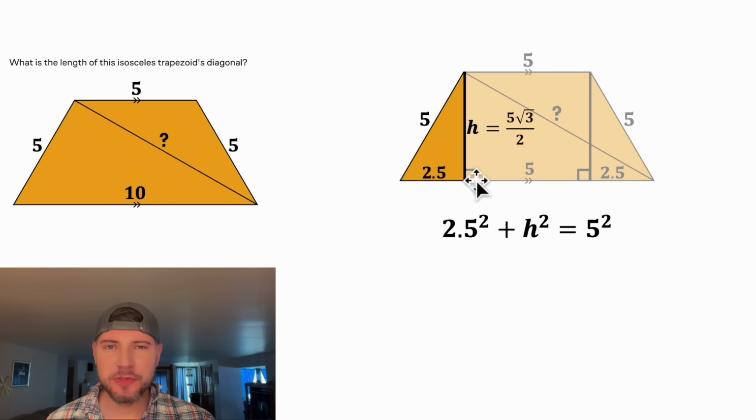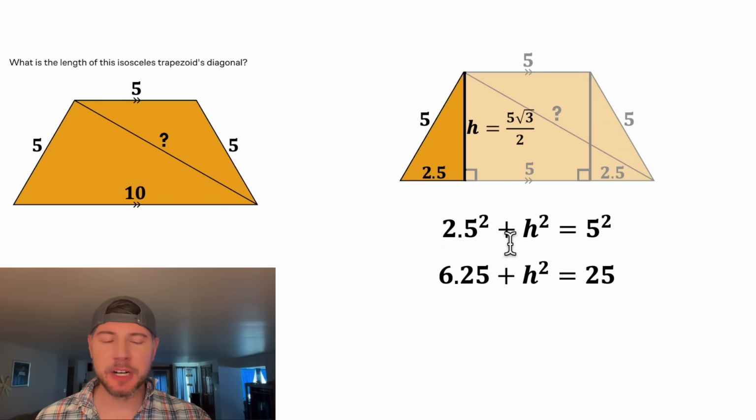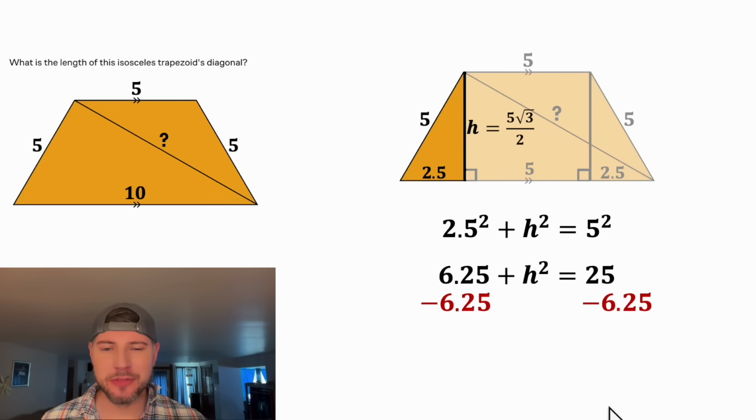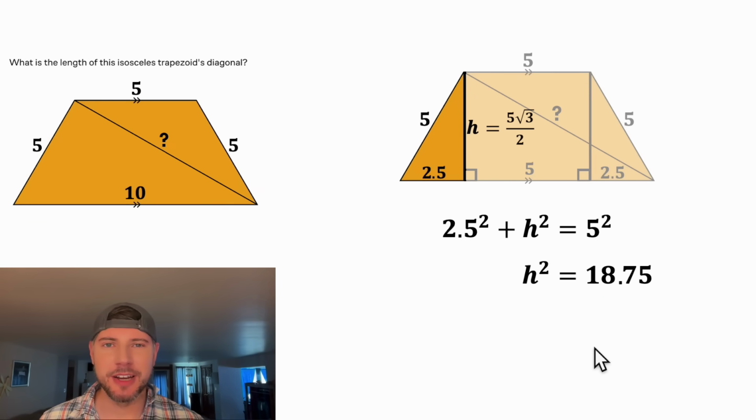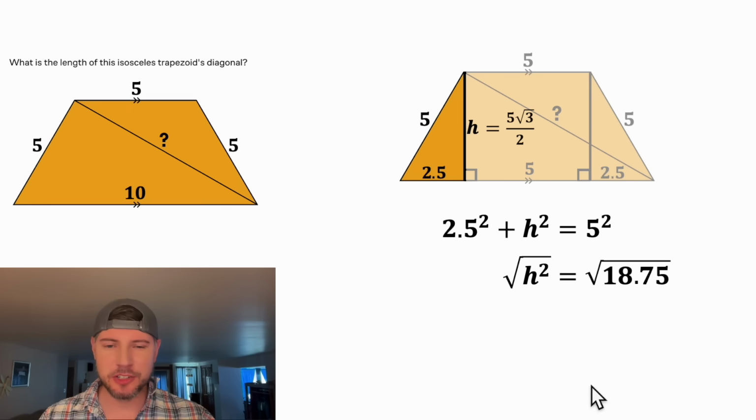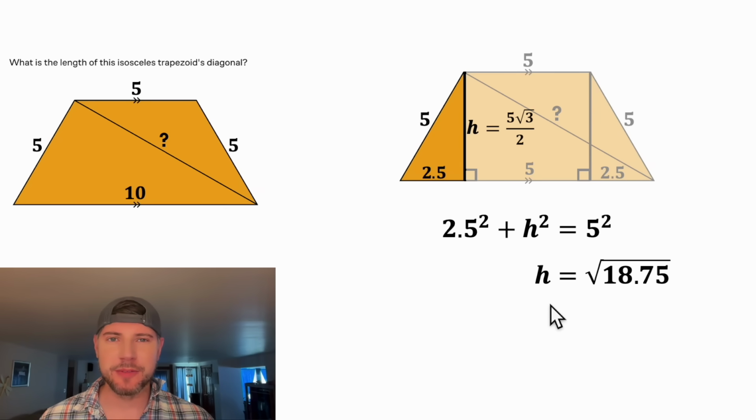It would be 2.5 squared plus h squared equals 5 squared. 2.5 squared is equal to 6.25. And then we're going to add to that h squared, and that's going to be equal to 5 squared, which is 25. Next, we can subtract 6.25 from both sides, and we end up with h squared is equal to 18.75. And then to get the h all by itself, we can square root both sides. On the left-hand side, the square root and the square will cancel each other out. And we end up with h is equal to the square root of 18.75. And that is the same thing as 5 root 3 over 2.